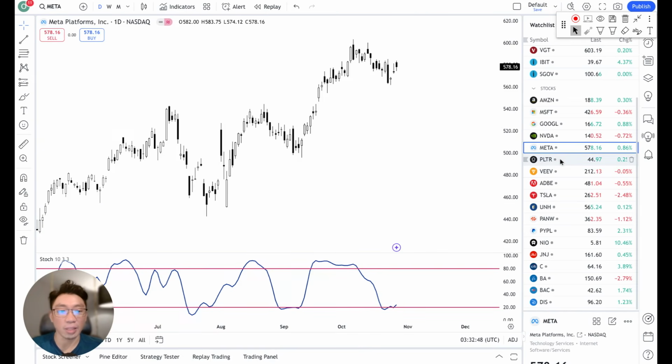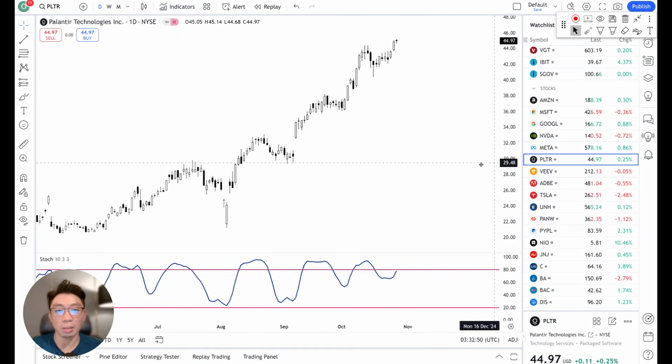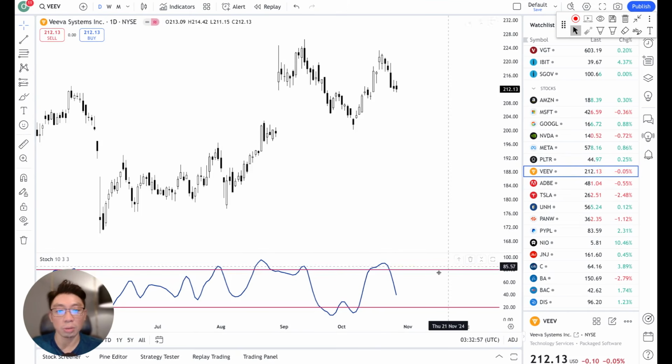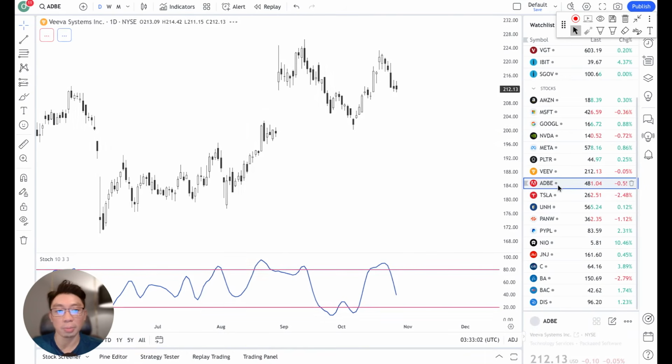Now, let's take a look at the next candidate. It's going to be Palantir, right? Palantir, it's all the way going up. So most likely, you know, there's no potential setup. Next one, this one also, you can see is nowhere near the overbought or oversold, somewhere in the middle. Skip to the next one.